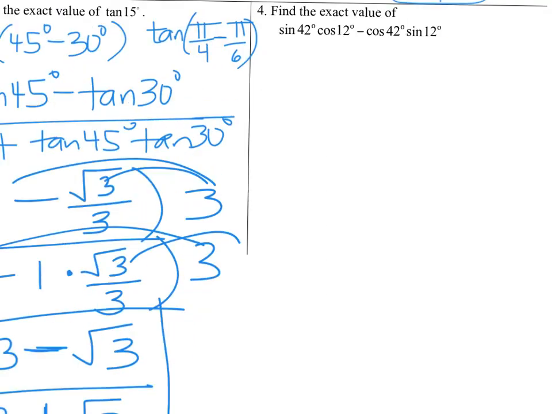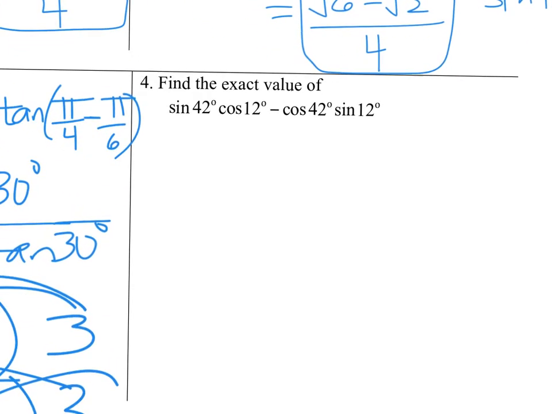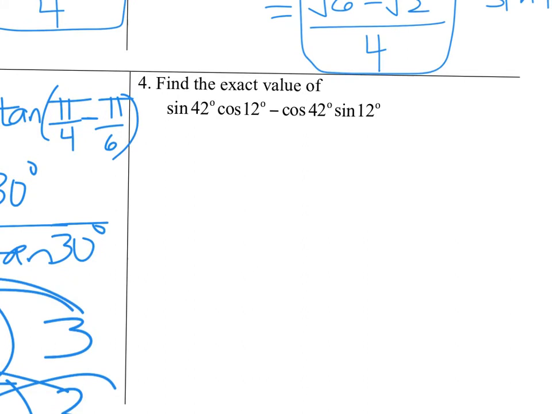Number 4. Okay, find the exact value of sine 42 cosine 12 minus cosine 42 sine 12. Now this looks terrible, right? It looks super hard. It's actually the easiest one. Take a look. Do you see it? Sine, cosine, cosine, sine. Let's go the other way. All right, so it's already all the way out.